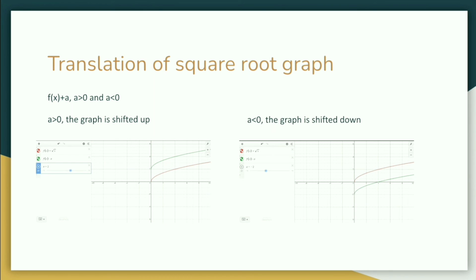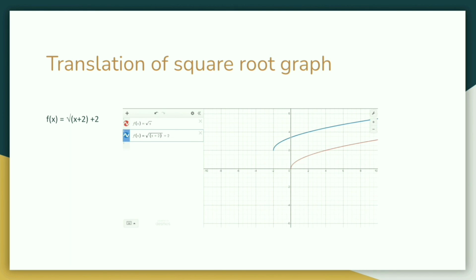For f(x) + a, when a is greater than 0, the graph is shifted up. For example, when f(x) + 2, the graph is shifted 2 units up. When a is less than 0, the graph will be shifted down. For example, when f(x) + (-2), the graph is shifted down by 2 units.